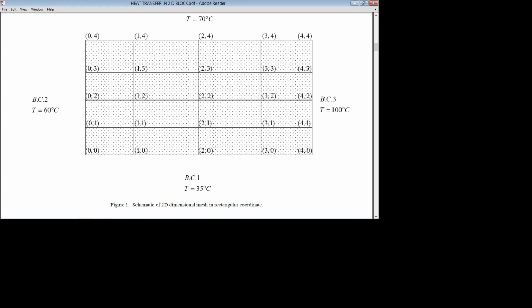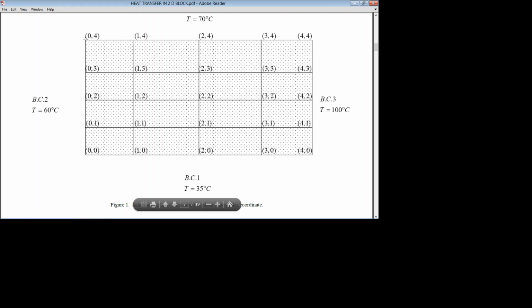So all four sides are kept at different boundary temperatures, and our purpose is to calculate the temperature at the different nodes here. These are node 1, 2, 3, 4, 5, 6, 7, 8, 9. So these 9 temperatures are supposed to be calculated.